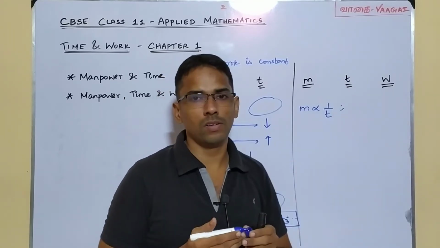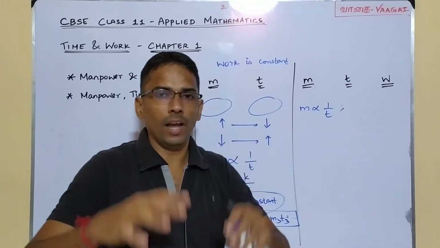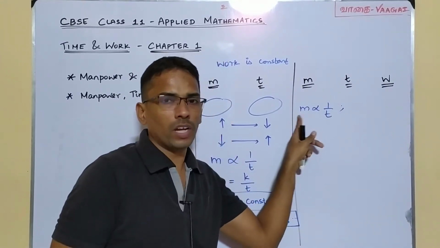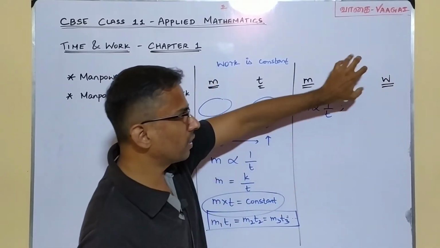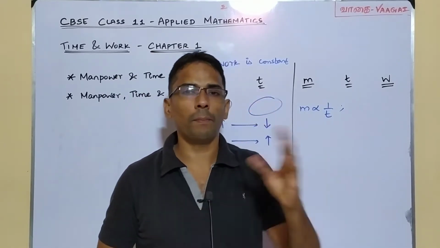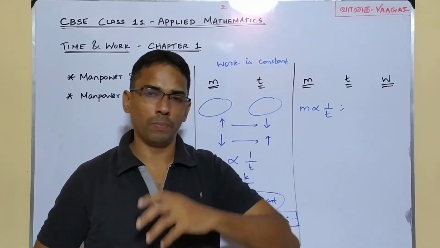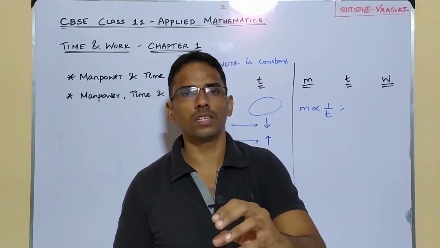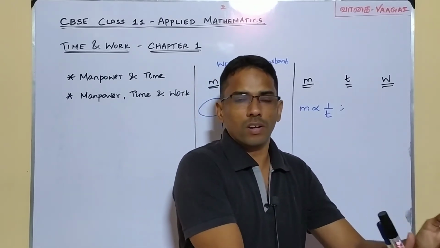Now the second thing: manpower and work. Earlier, when I compared manpower and time, the work was constant. This time I am going to compare manpower and work, and I will take time to be a constant. When I keep time constant, let us see what happens to manpower and work. When you have a group of people, they are going to work for some particular time. Say 5 people are working. If 5 people are working, they can complete this much work.